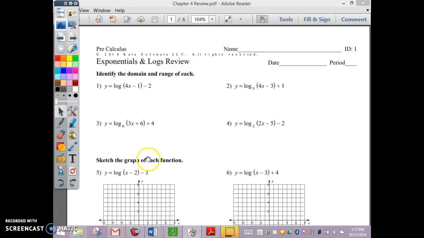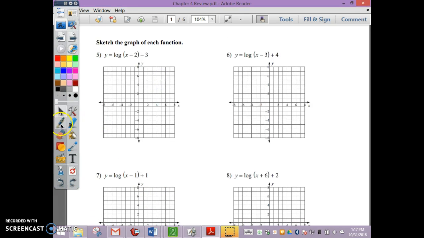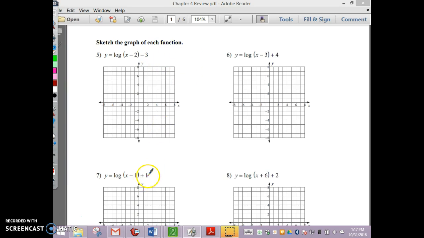All right, let's go down here and sketch. So for a logarithm, remember, we do our parent function first. Oh, these are all 10s. That kind of sucks. We do our parent function first. So we're doing y equals log of x. And since there's no base here, we're assuming it's a 10.